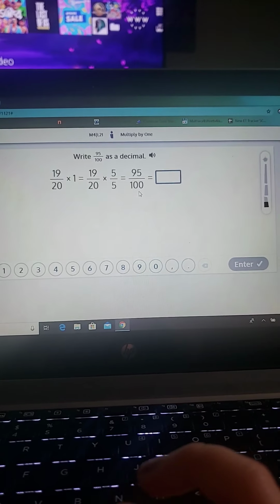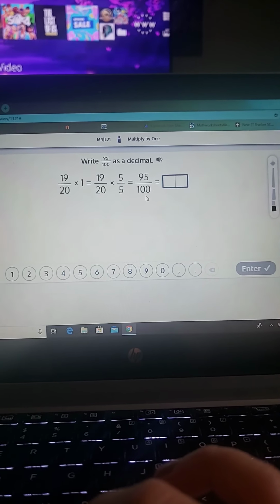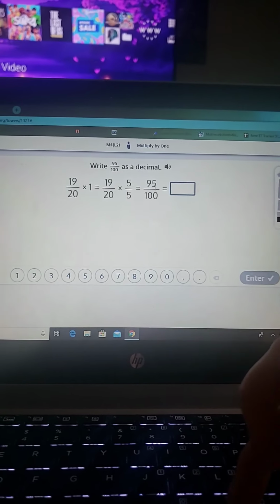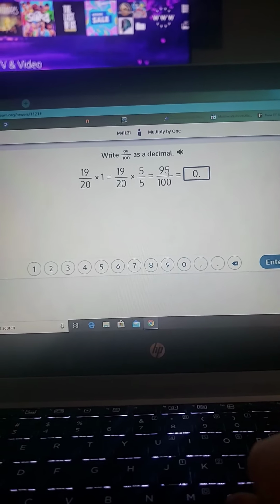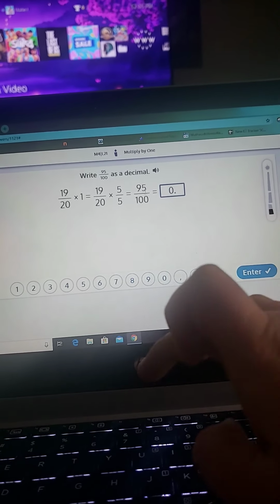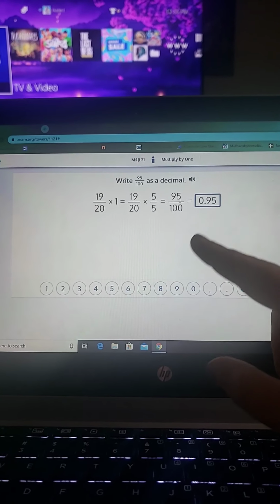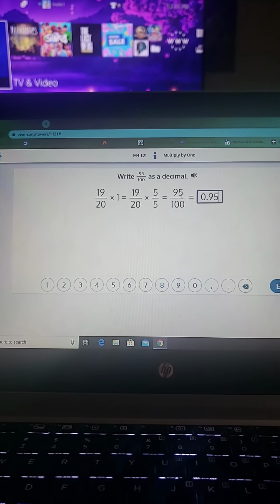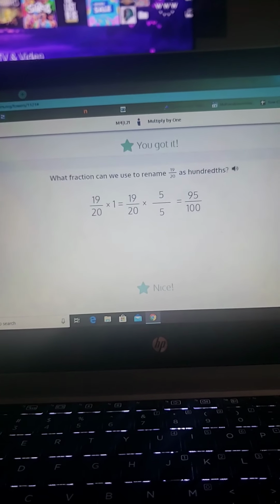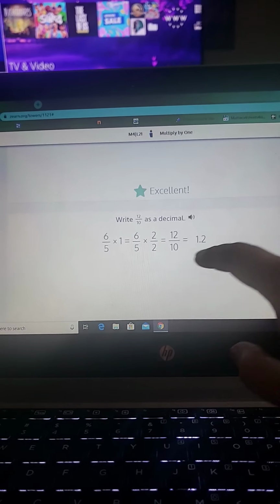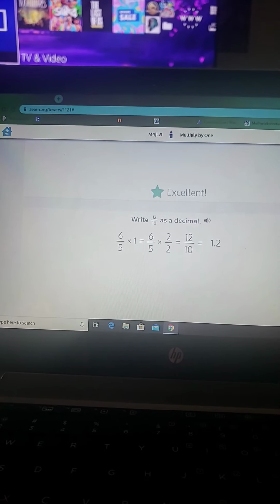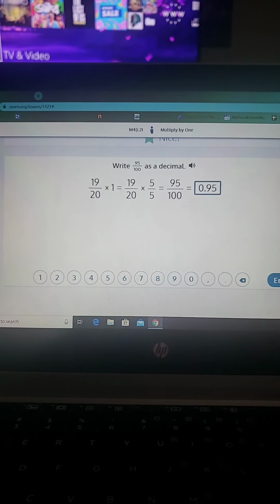Now, 100 has 2 zeros in it, which means there's going to be 2 numbers behind the decimal. I only have 2 numbers up here, so I'm going to put my 0 point. The 2 numbers that are going to be behind the decimal are going to be my numerator. Because there's 2 zeros, there's 2 numbers behind the decimal. Just like with this one, 1 0, 1 number behind the decimal. Those zeros are your hints, guys.